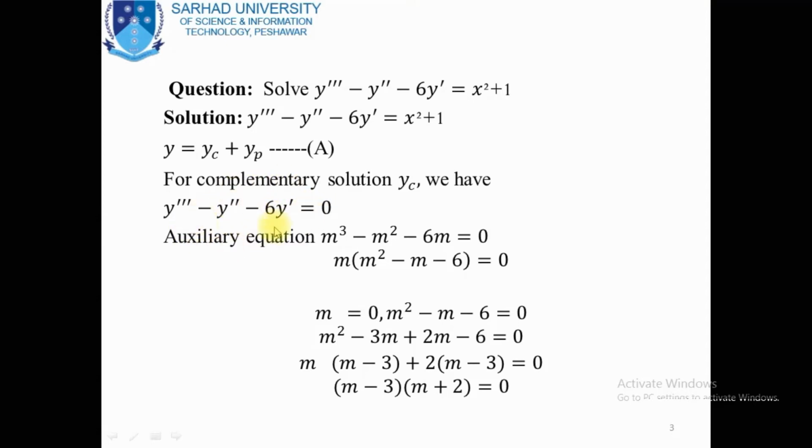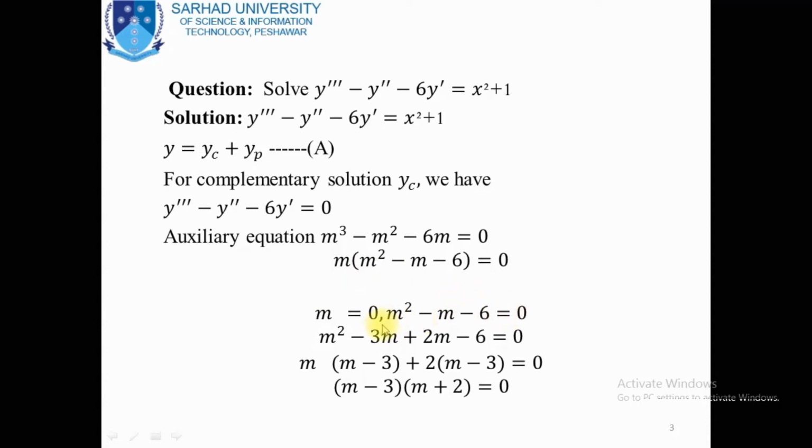Now the complementary solution of this homogeneous part depends on the roots of the auxiliary equation, and on the nature of the roots of the auxiliary equation. So the auxiliary equation for this homogeneous equation is m cube minus m square minus 6m is equal to 0. Now factorize this polynomial: m into m square minus m minus 6 is equal to 0. Now this implies that m is equal to 0 and m square minus m minus 6 is equal to 0.